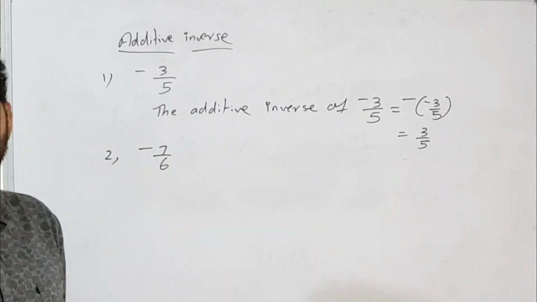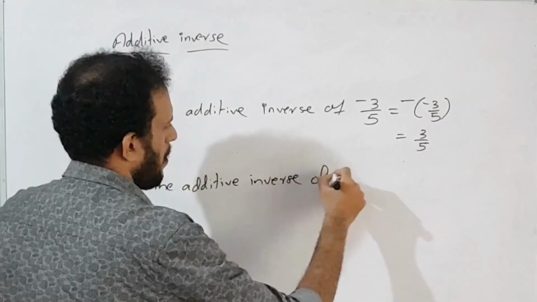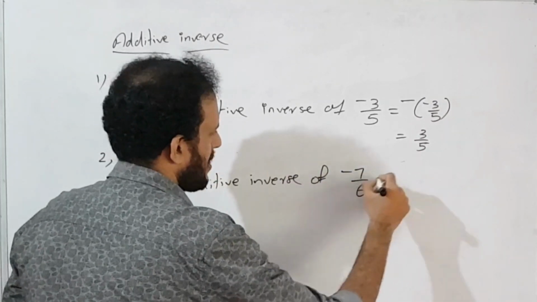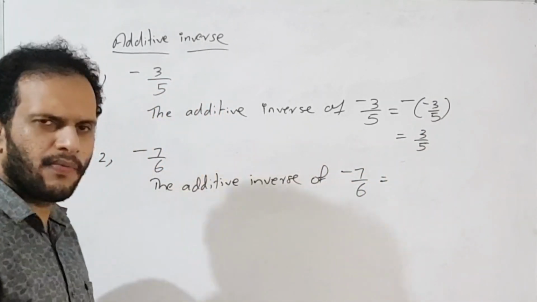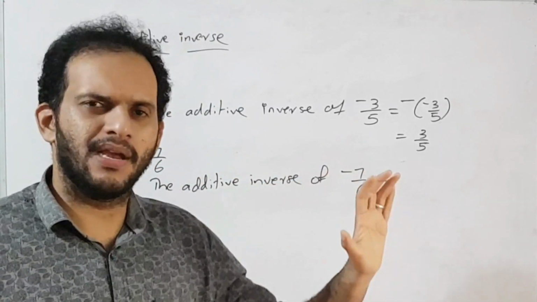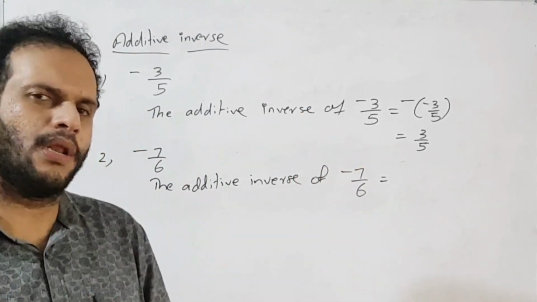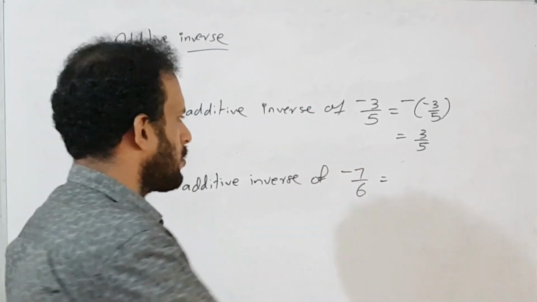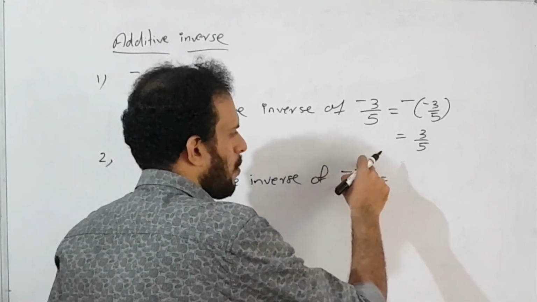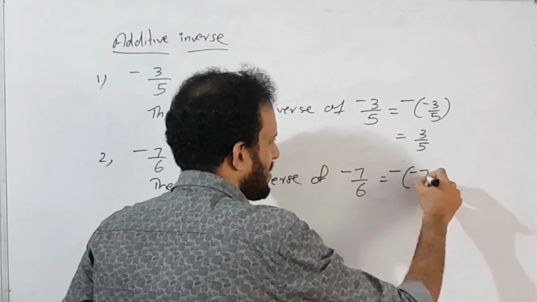The additive inverse of minus 7 by 6, how to write? The additive inverse of minus 7 by 6 is equal to, how to write it? Minus 7 by 6 ന്റെ additive inverse എഴുതാൻ നമ്മൾ എന്ത് ചെയ്താൽ മതി മക്കളെ? ഈ minus 7 by 6 ന്റെ മുന്നിൽ എന്ത് കൊടുത്താൽ മതി? മൈനസ് കൊടുത്താൽ മതി. Then the additive inverse of minus 7 by 6 is equal to minus of minus 7 by 6.